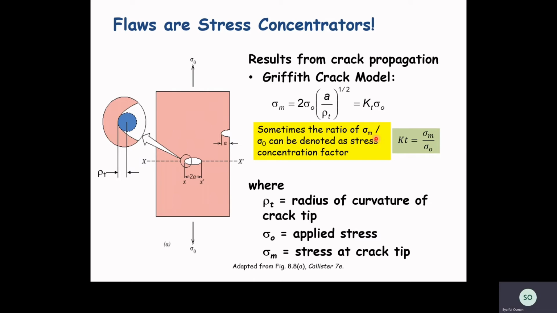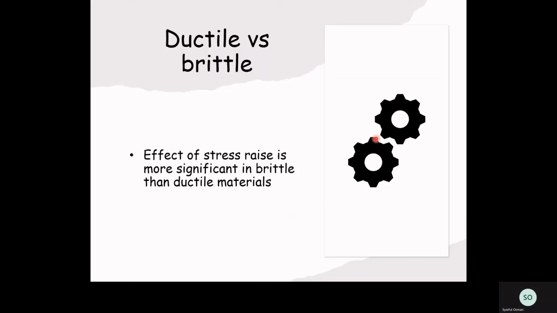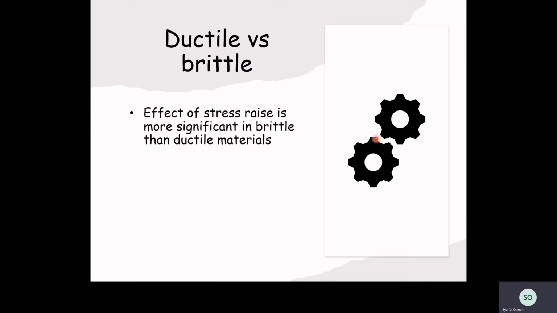And the effect of a stress raiser is more significant in brittle than in ductile materials. So for a ductile material, plastic deformation happens when the maximum stress exceeds the yield strength. This leads to a more uniform distribution of stress in the vicinity of a stress raiser and to the development of a maximum stress concentration factor less than the theoretical value.